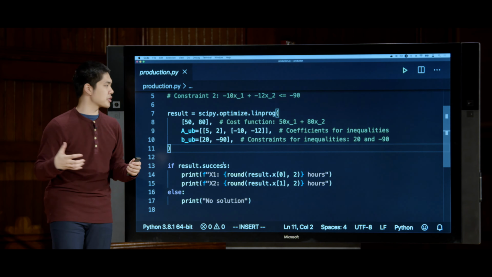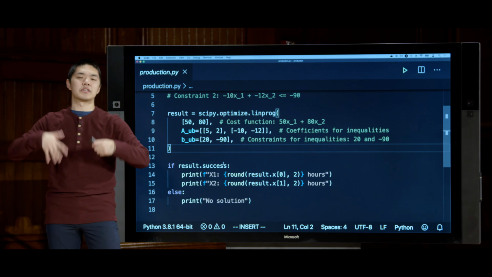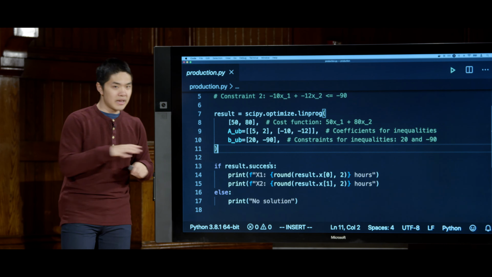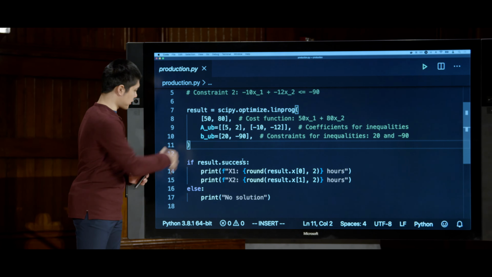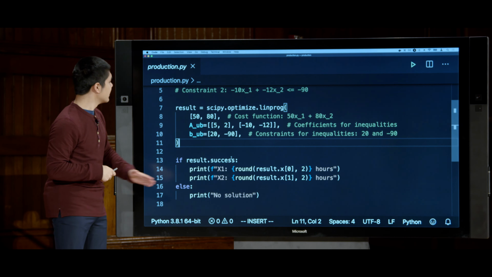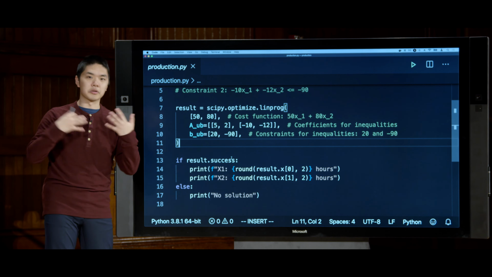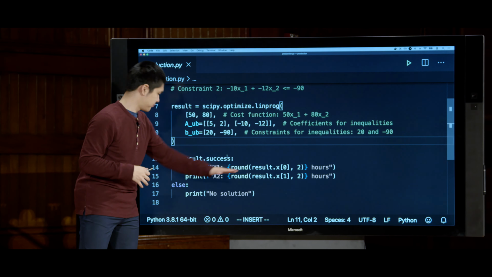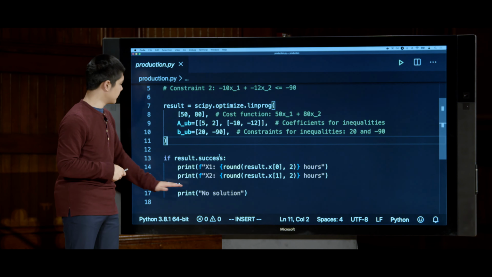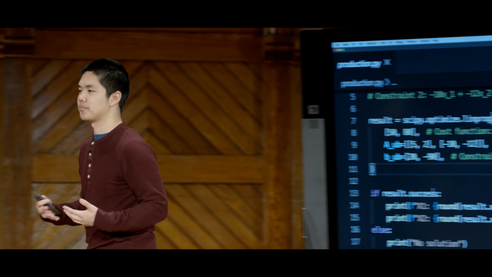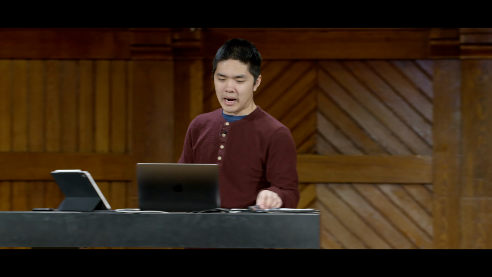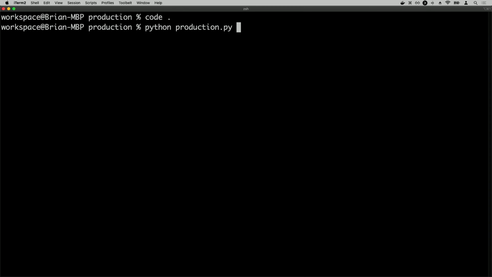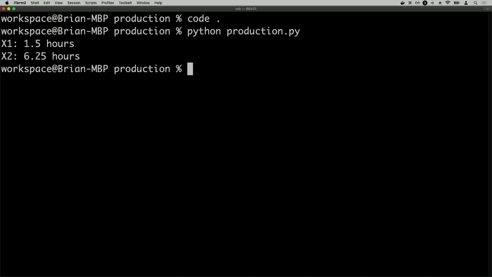And once all of that information is there, then we can run any of these interior point algorithms or the simplex algorithm. Even if you don't understand how it works, you can just run the function and figure out what the result should be. And here I said, if the result is a success, we were able to solve this problem, go ahead and print out what the value of x1 and x2 should be. Otherwise, go ahead and print out no solution. And so if I run this program by running python production.py, it takes a second to calculate, but then we see here is what the optimal solution should be. x1 should run for 1.5 hours. x2 should run for 6.25 hours.